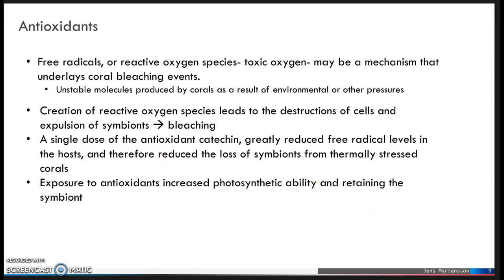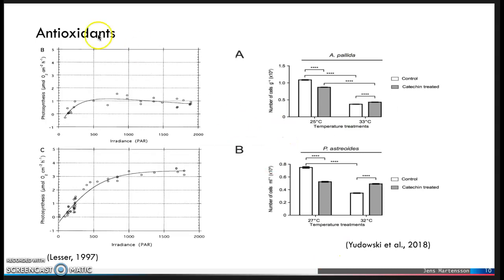So exposure to antioxidants increased photosynthetic ability and the ability for the coral to retain the symbiont. We'll look at a couple of graphs here on the next slide. This graph on the left shows the difference in photosynthetic ability, with those in group B up top not having any exposure to antioxidants, while those down here had a much higher photosynthetic capacity as they were exposed to antioxidants. Similarly, here on the right, you can see the difference in coral treatment. The number of reactive oxygen cells is here on the left. It was much lower in catechin-treated corals, even under thermal stress.